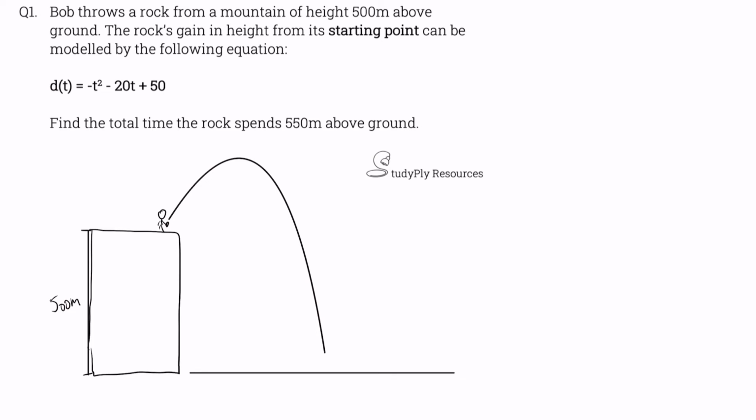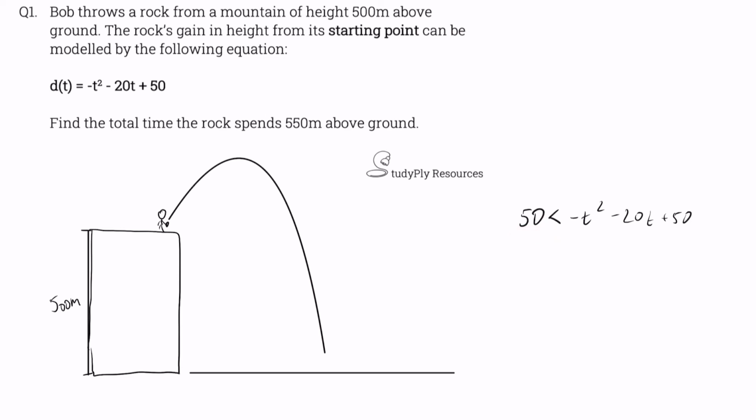So we form an inequality that goes 50 has to be less than minus t squared minus 20t plus 50. What this means is that we need to gain 50 meters above the starting point to reach a point of 550 meters above ground. So again, the starting point is 500 meters above ground already, and when we throw it, it needs to travel just 50 meters more to reach 550 above ground. That is why we formed this inequality, to figure out how much time it spends 550 meters above ground. To do that, we need the amount it needs to travel, in this case 50 meters.